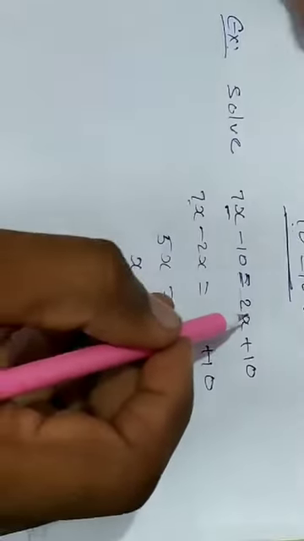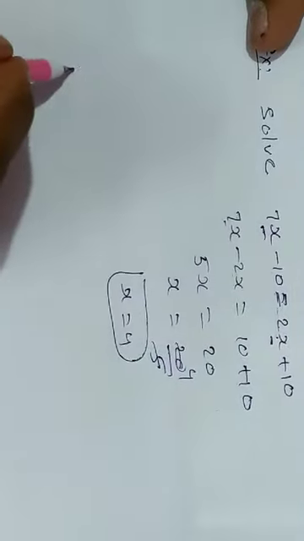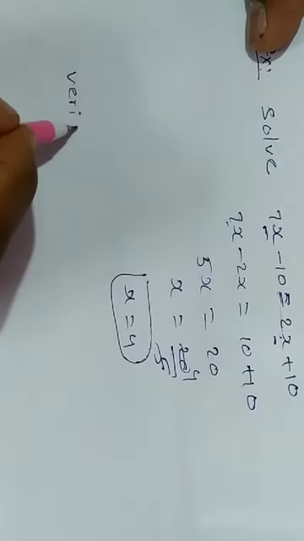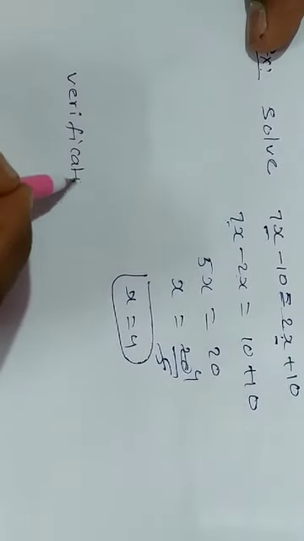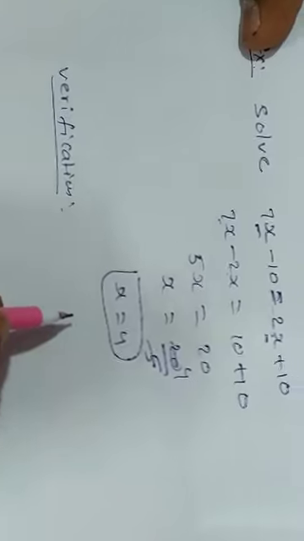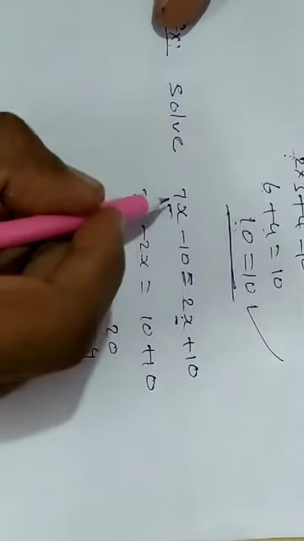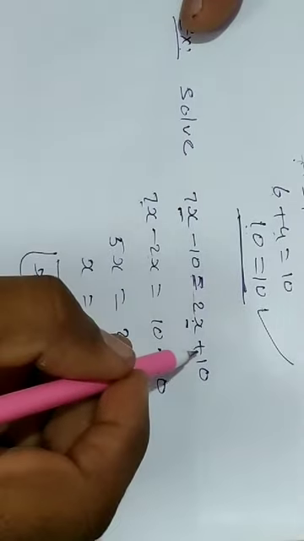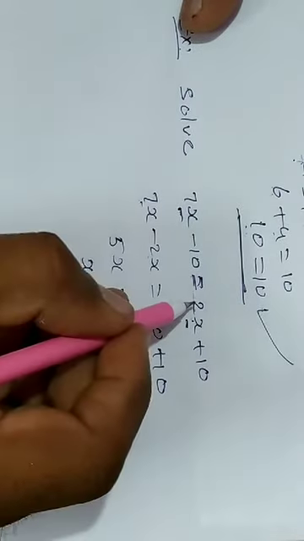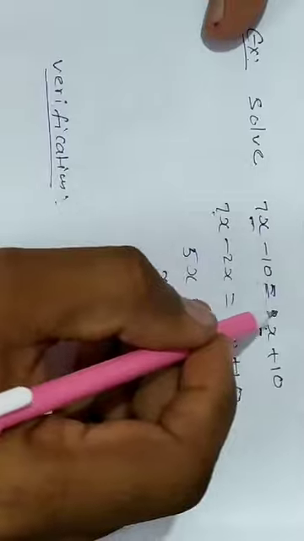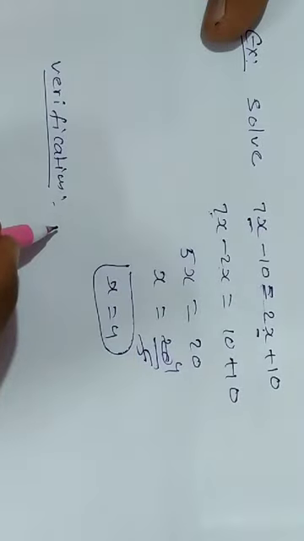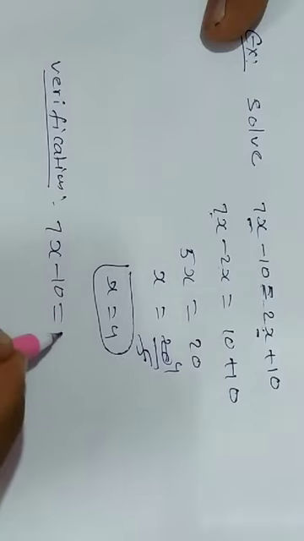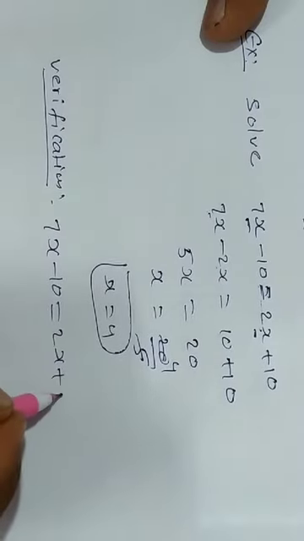Okay. So in verification, now substitute x equal to 4 in the given equation. Okay. If LHS equal to RHS, then it is a solution. Otherwise, it is not a solution. First write the given simple equation. 7x minus 10 is equal to 2x plus 10.